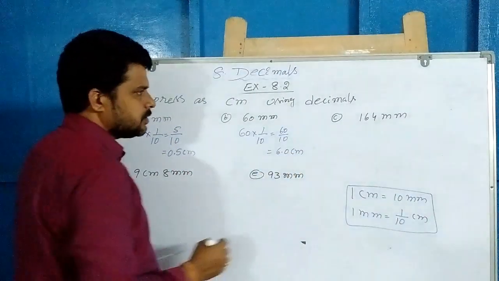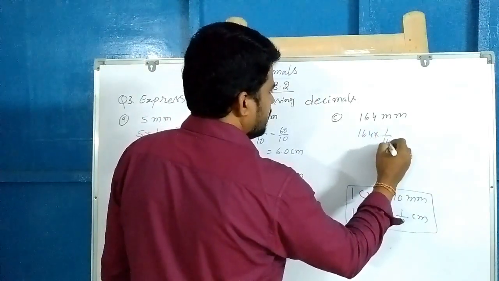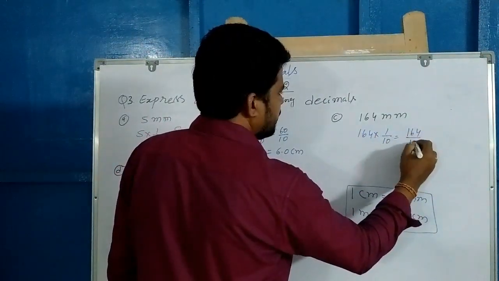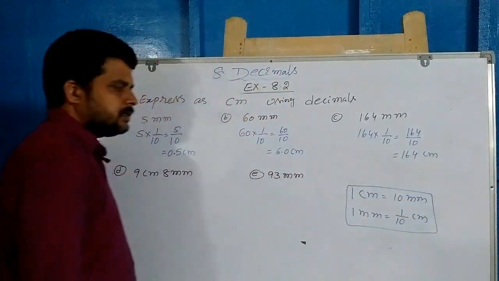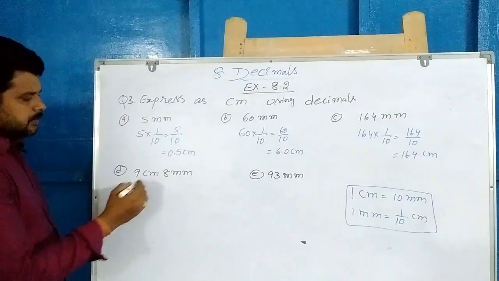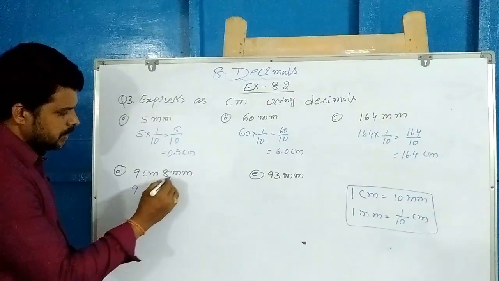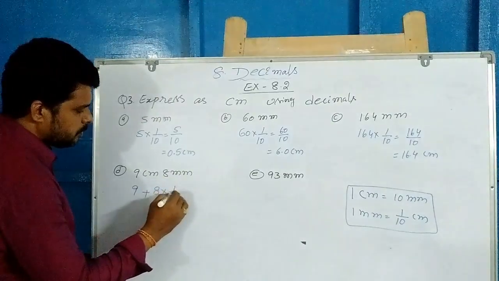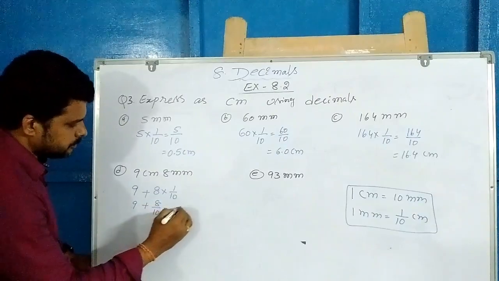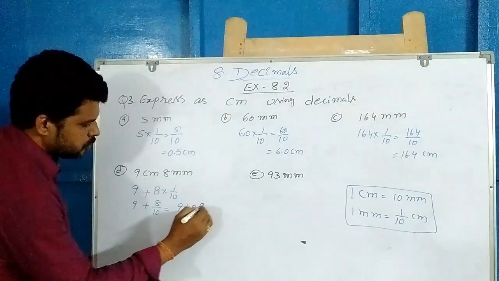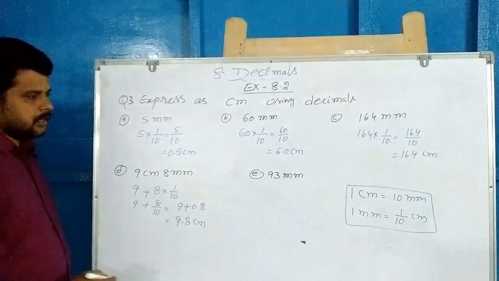164 millimeters. 164 into 1 by 10. So 164 by 10, 16.4 centimeters. Now this one, already given 9 centimeters plus 8 millimeters. Millimeters converted into centimeters into 1 by 10. So 9 plus 8 by 10. So 9 plus 0.8, 9.8 centimeters.